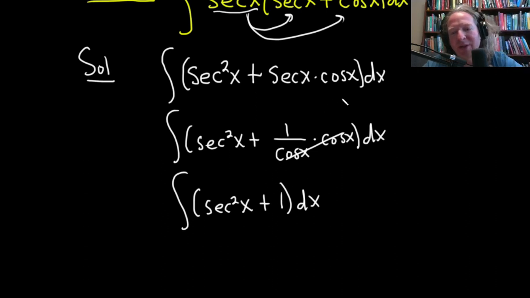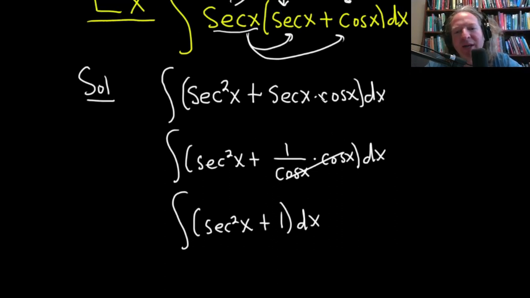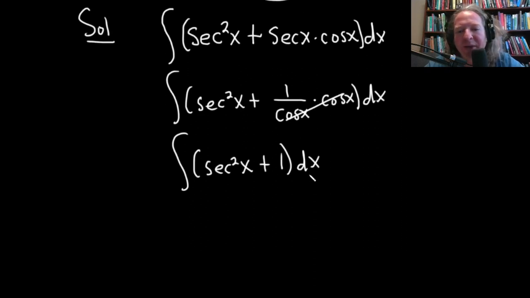Just keep in mind, these are reciprocals of each other. Likewise, cosine is 1 over secant. So you could have done it that way too, and the secants would have canceled. That would have been a perfectly acceptable way to do it.